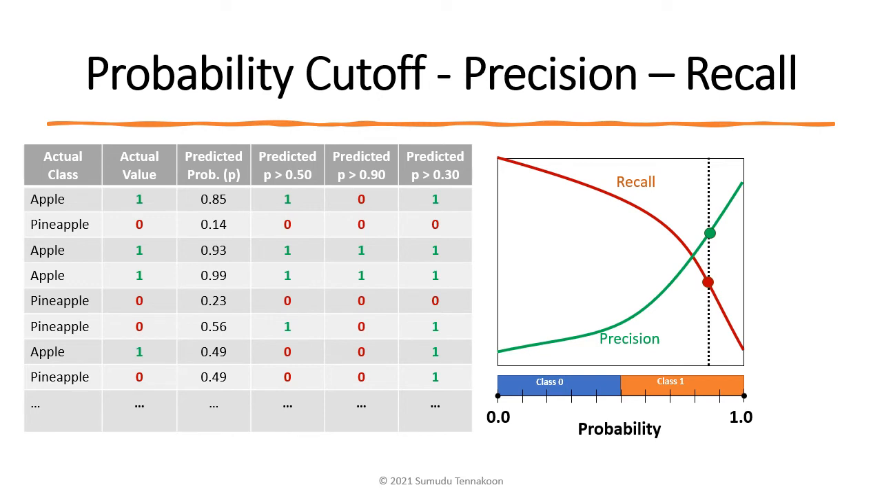So in this case, let's focus on the first row. The first row tells you the actual class is apple, the actual value is 1, and the model says the predicted probability is 0.85. And so we can use this predicted probability to decide whether this is an apple or not. We can simply take a probability greater than 0.5 and assign the apple class. If it is less than or equal to 0.5, we say it's not an apple. So in this case, row number 1 will be class 1 as predicted.